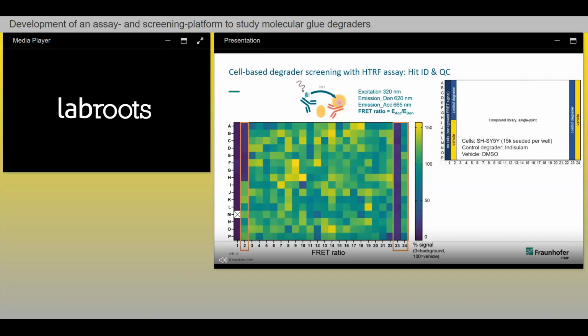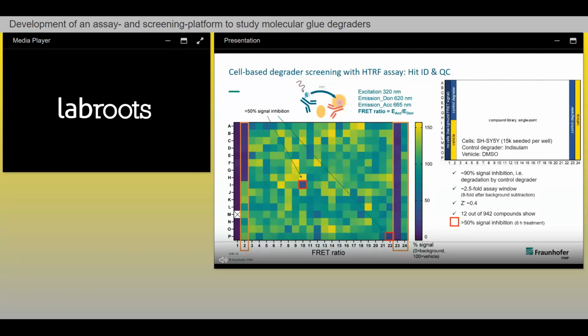And as you can see, columns 23 and 24 are our low and high control. So low, 23, is indisulam, that should degrade RBM39 and should result in a low signal, and then 24 is just vehicle treated. And with that, we normalize all of our plate. As you can see, we obtain quite good signal inhibition, around 90%, so that's the degradation that indisulam achieves. On this plate, we see around 2.5-fold assay window and a Z prime of 0.4 that we're happy with.